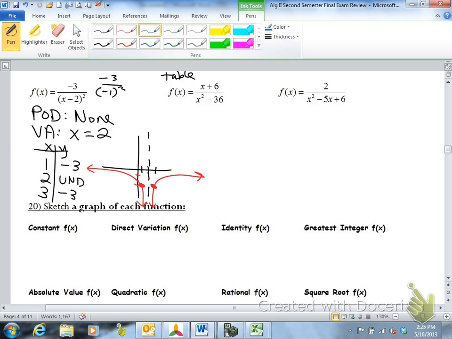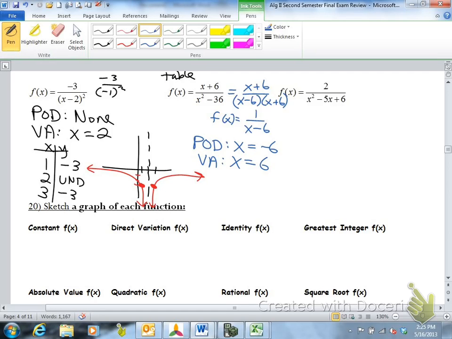The next graph we can factor, so we have x plus 6 over x minus 6 times x plus 6. Notice on this one you can divide something out. The x plus 6's divide out, so you're left with 1 over x minus 6. So since the x plus 6's divide out, x equals -6 is a point of discontinuity, and x equals 6 is a vertical asymptote. So on your table, you only put vertical asymptote values.